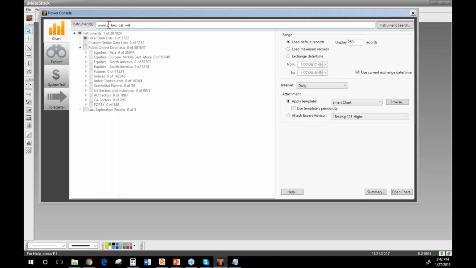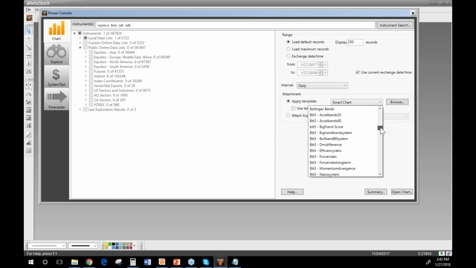Okay. What we're going to do is open up Wynn, BNS, CAT, and WLK. Over here where it says attach, I'm going to apply a template. When I apply a template, it sets up the chart with all of the indicators we're going to look at at the same time that I open up the chart. You can type in as many symbols as you want up here. We're just going to do 4 today.